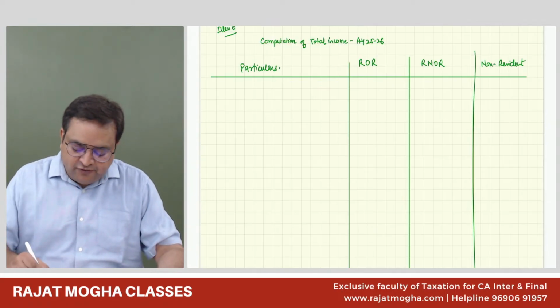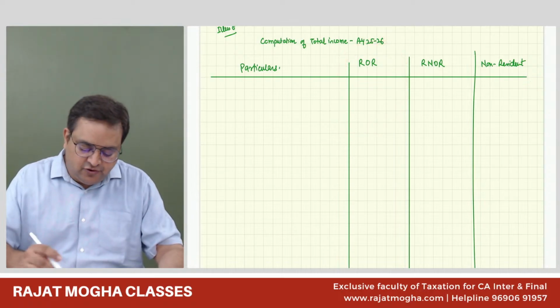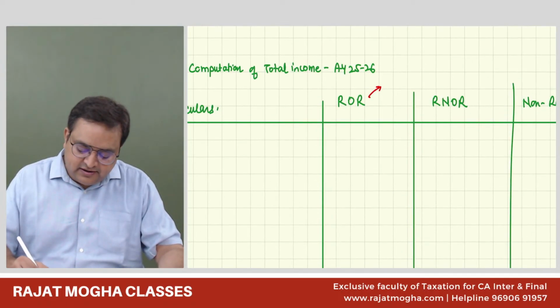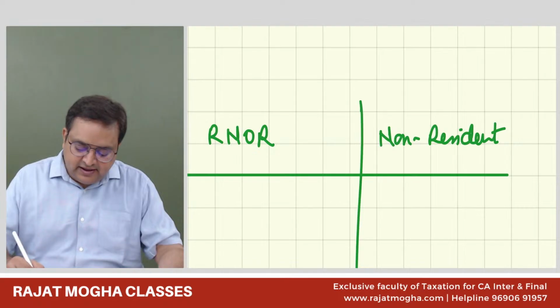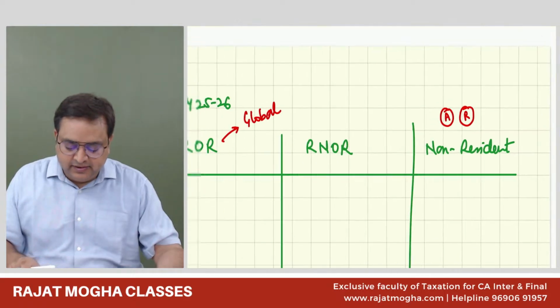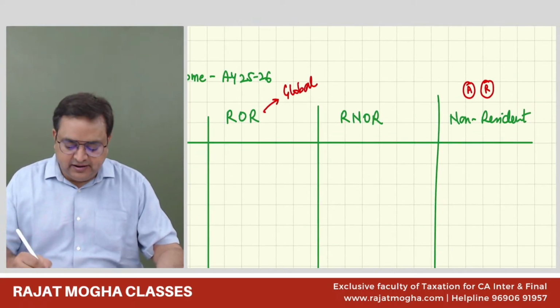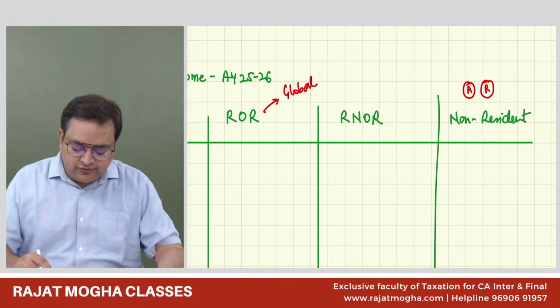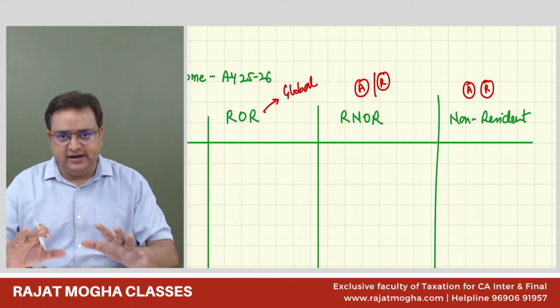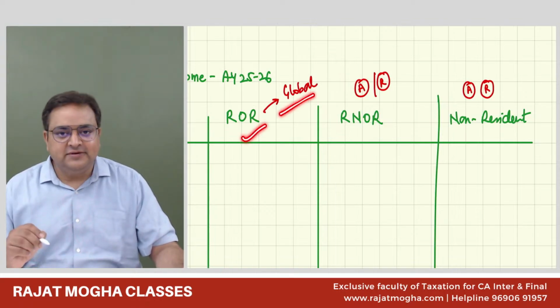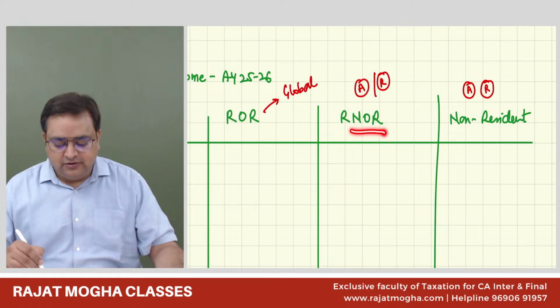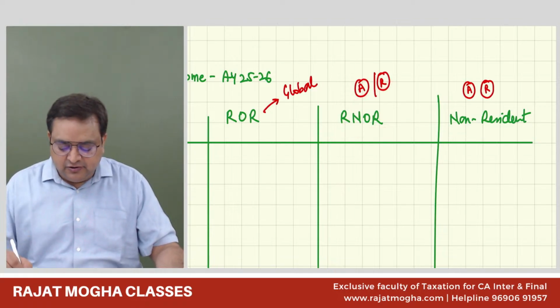And you all know that for an ordinary resident, global income is taxable. For a non-resident, any income which arises in India or is received in India is taxable. Arising and receiving is taxable for everybody. So for a not ordinary resident also, any income which arises or is received in India is taxable. You don't have to write this in the examination, but this is what you should know. For ordinary resident, global income is taxable. For not ordinary resident and non-resident, only income arising or received in India.